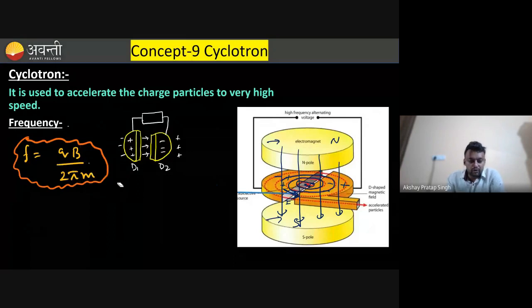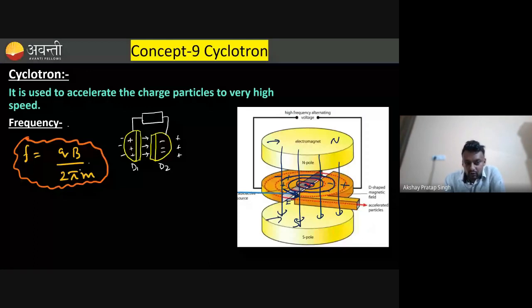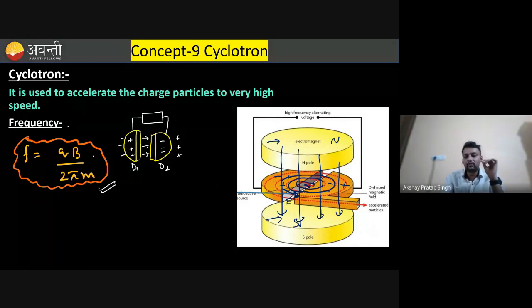What you should remember: what should be the frequency of the cyclotron? The frequency of the cyclotron is nothing but QB divided by 2 pi m. What is Q? Charge of the particle. B is the magnetic field. M is the mass of the particle. Each and every term is very much clear. QB over 2 pi m. This is the frequency of the cyclotron.